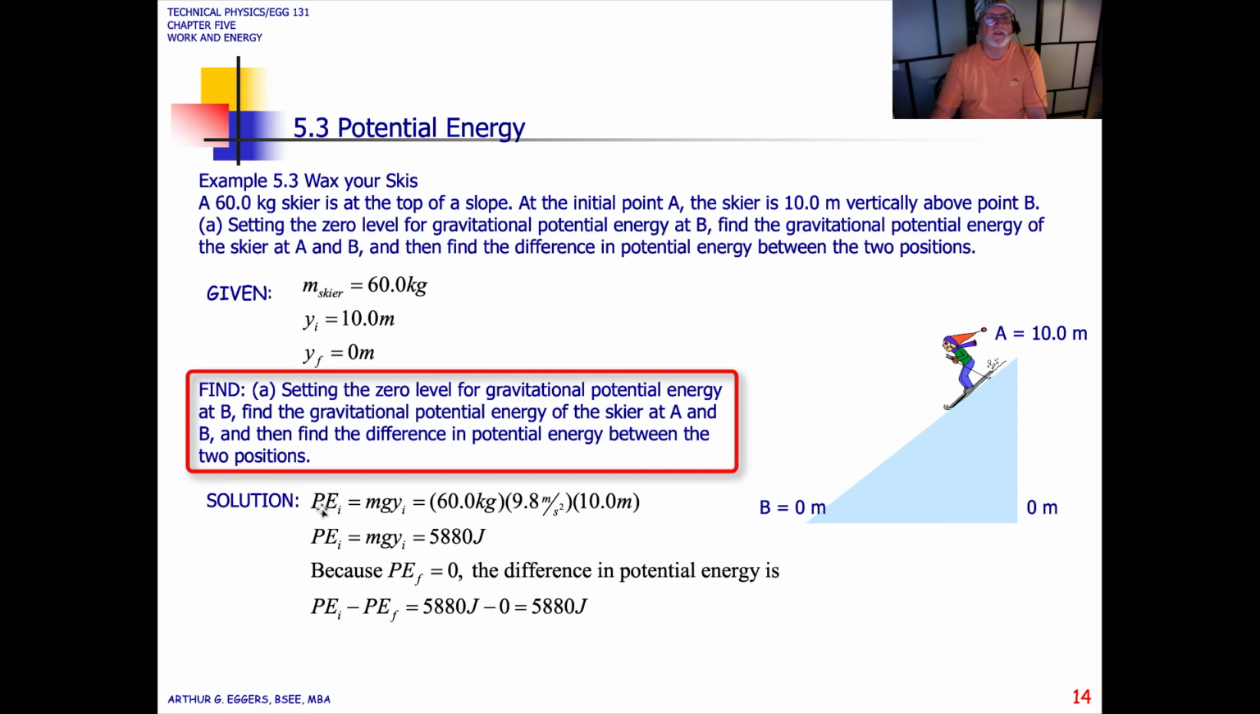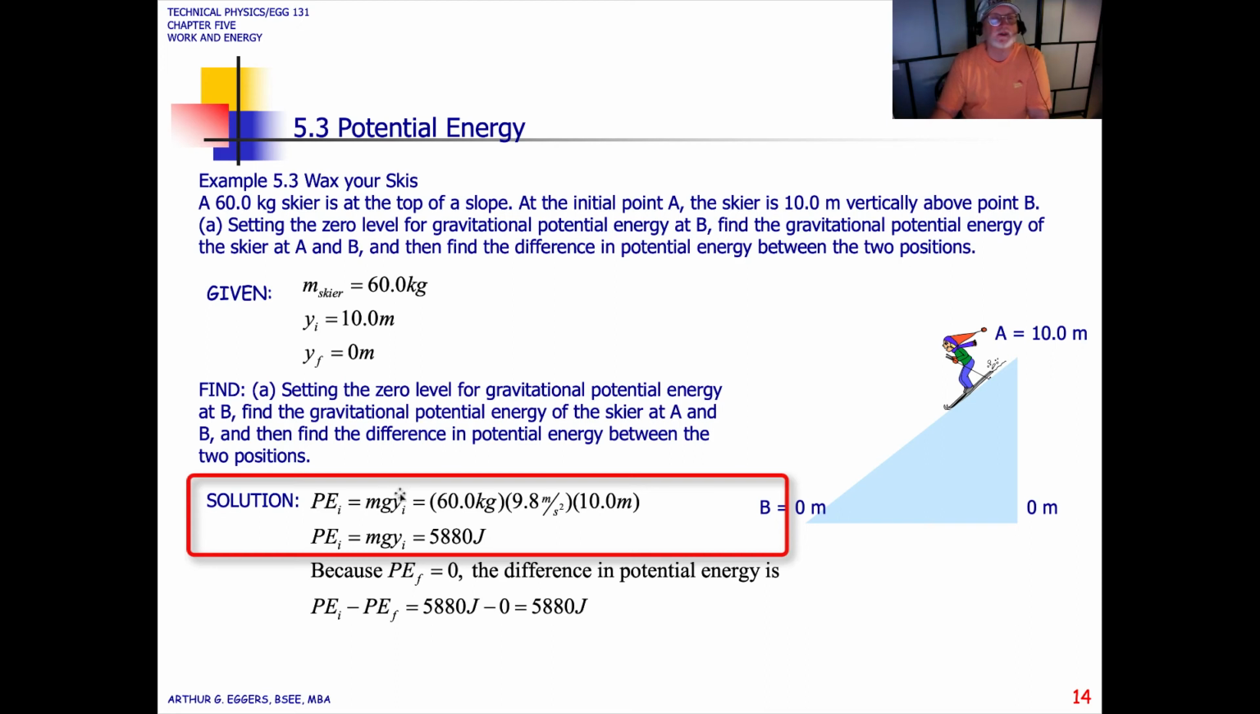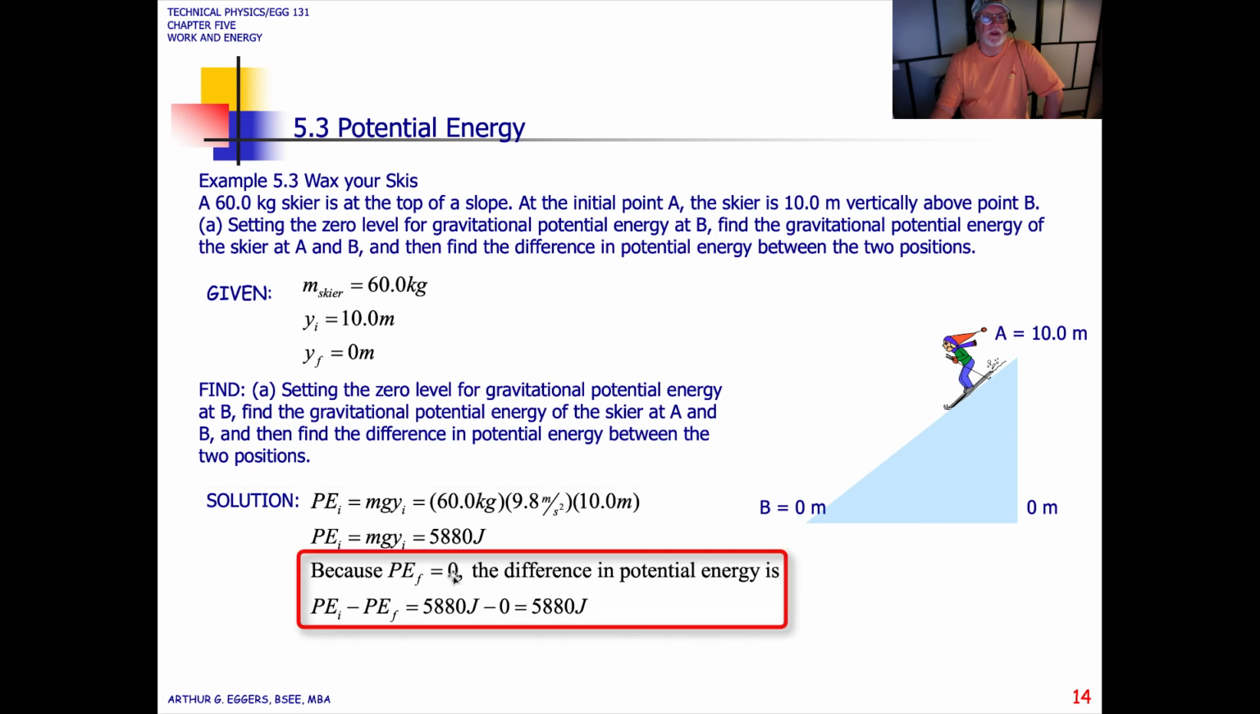So let's start with the definition. Potential energy is equal to mg y initial. So this is at the top of the slope. 60 kilogram skier, 9.8 meters per second squared. We're going to choose that value for our acceleration of gravity, and 10 meters of height. So multiply those together. We have an initial potential energy at the top of the slope of 5,888 joules, or Newton meters.